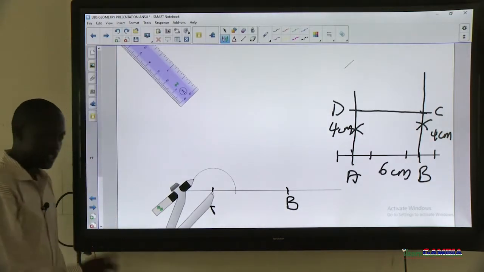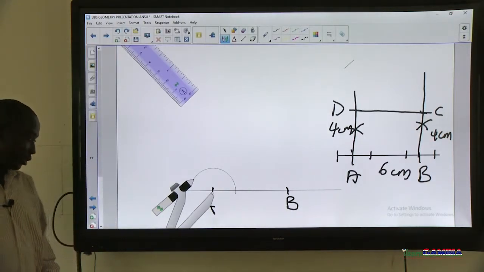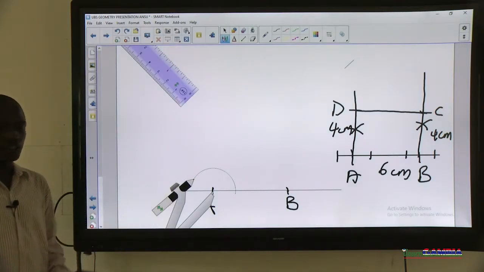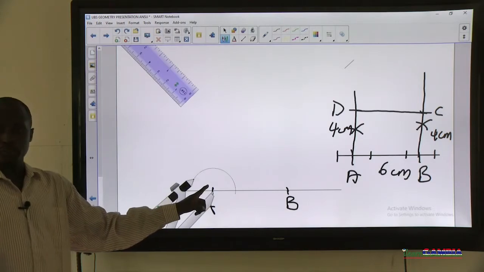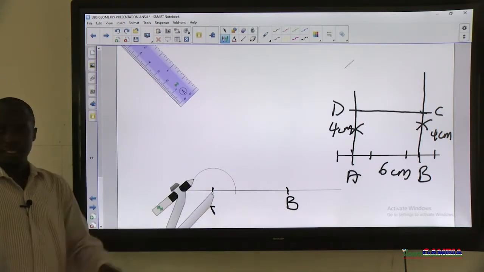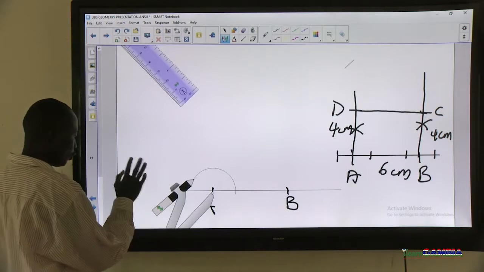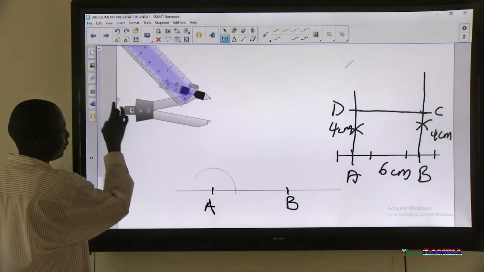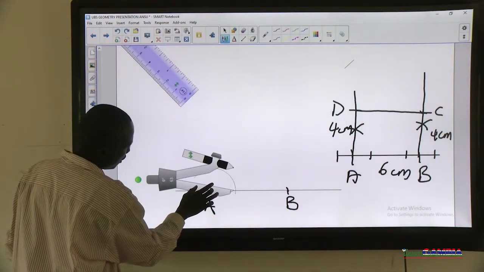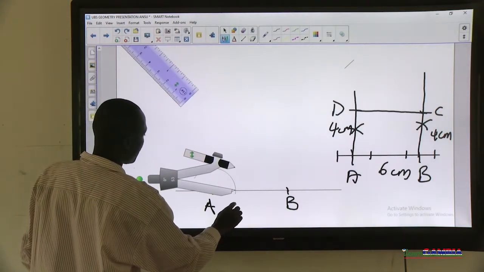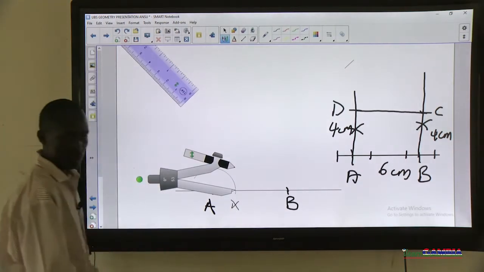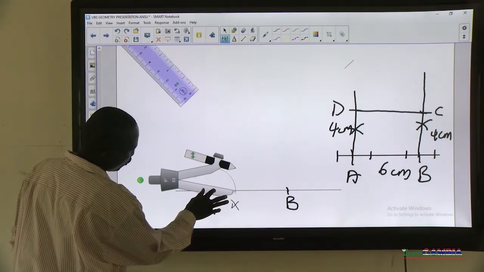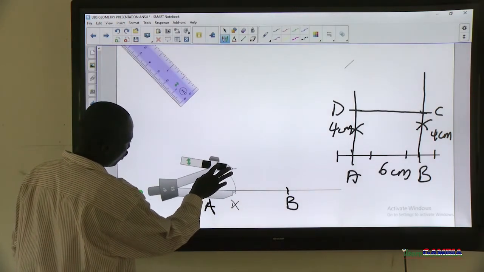Okay? Take note, with the same radius, don't change your radius, mark 2 points on the arc you have drawn, starting from the point of intersection of the arc with line AB. Don't change the radius of your compass. So at this point we can call it X. We call that point X. At that X, we put the compass point there and then draw another arc.